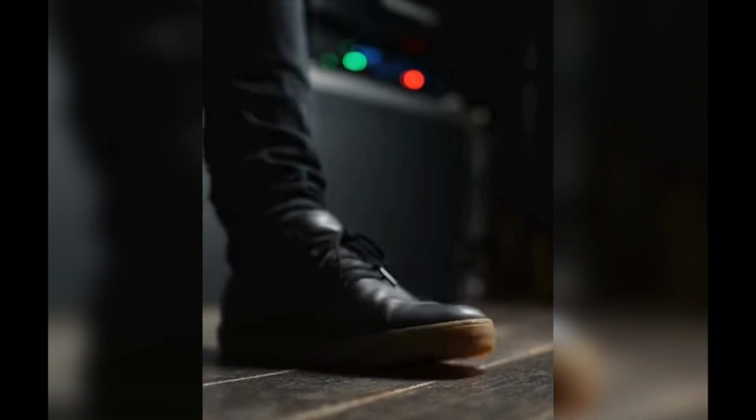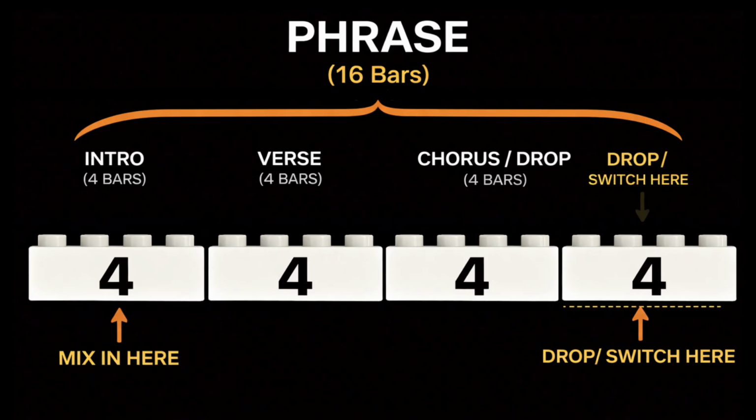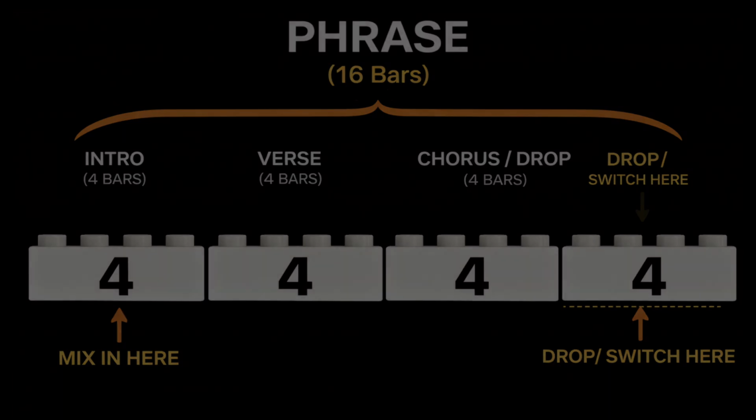Here's a quick lesson. A beat is a pulse you tap your foot to. 4 beats make a bar. Phrasing is how bars group together to form musical ideas, usually 4, 8, or 16 bars. When you start to change something at the end of the phrase, it sounds natural. When you do it mid-phrase, it sounds wrong. That's why timing changes matter. Let's count 8 bars together.